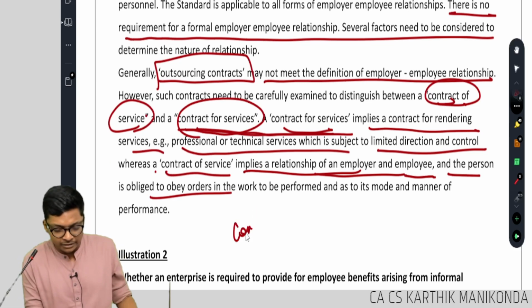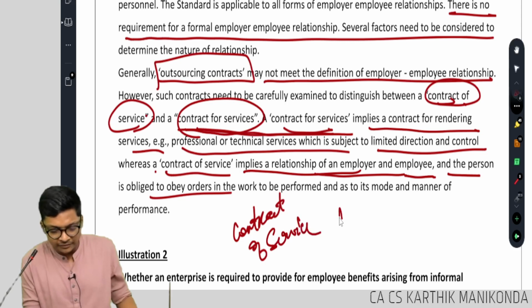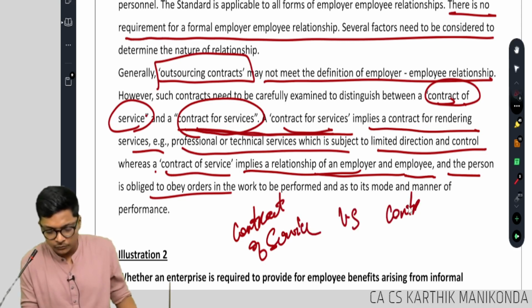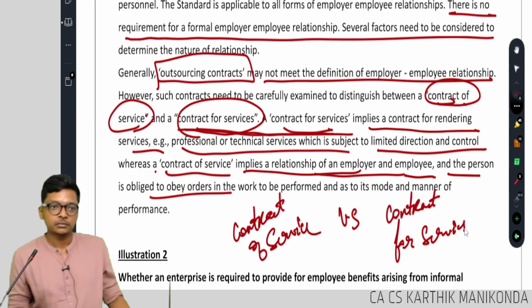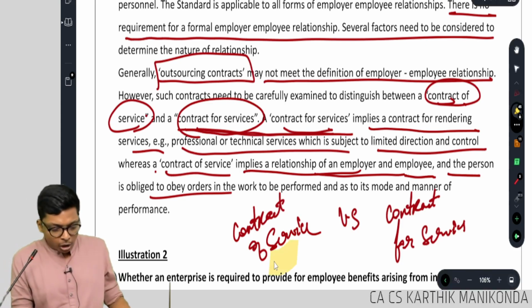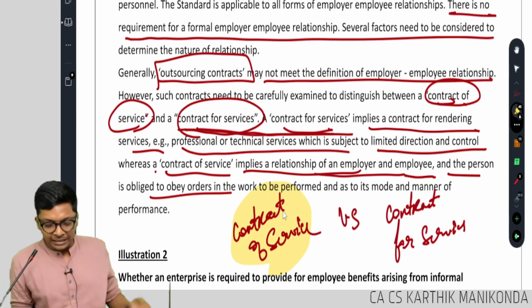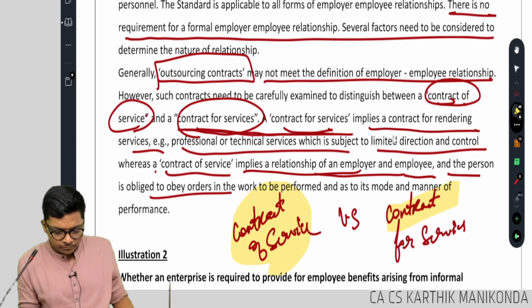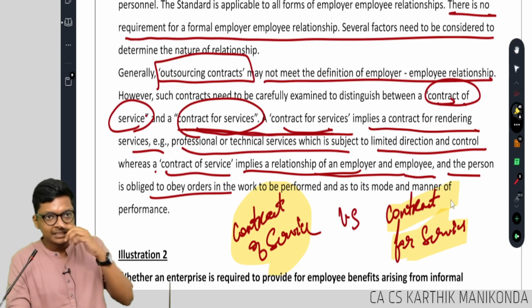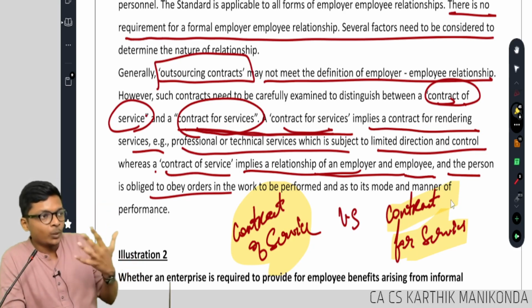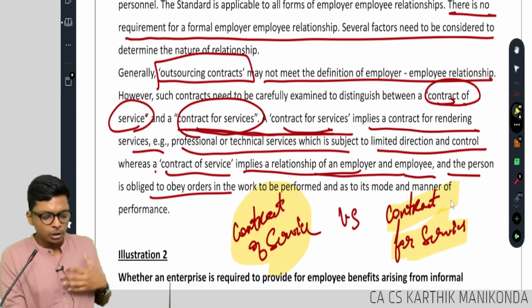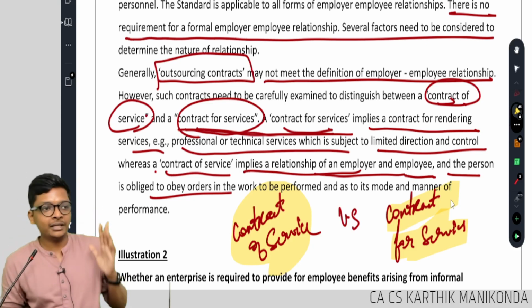So, in other words, look at contract of service versus contract for service. Contract of service becomes employer employee. Your contract for service, that's what I said. Yeah, contract for service, correct. It's for one single service. One time you come and somebody is cleaning, all of that. Contract of service means employer employee.